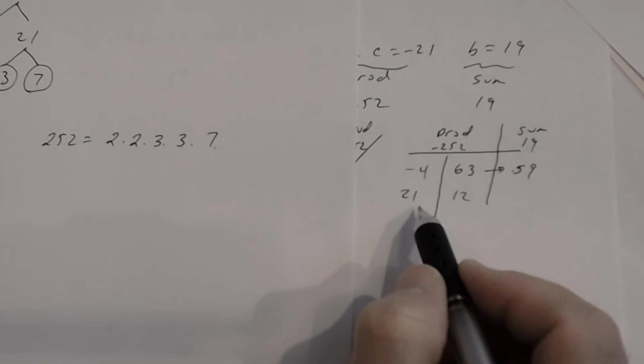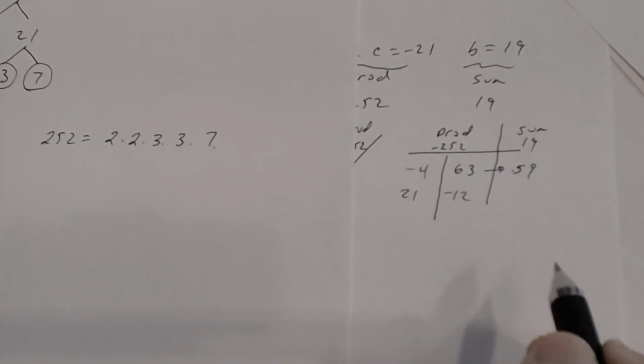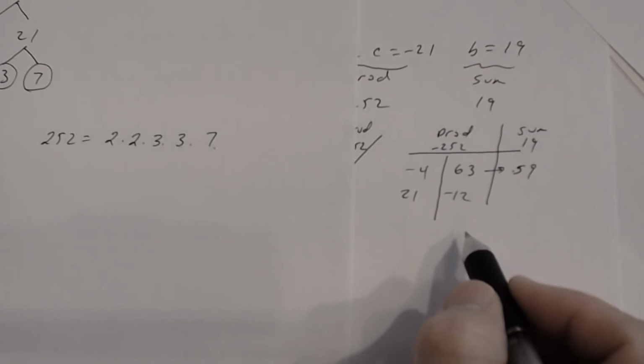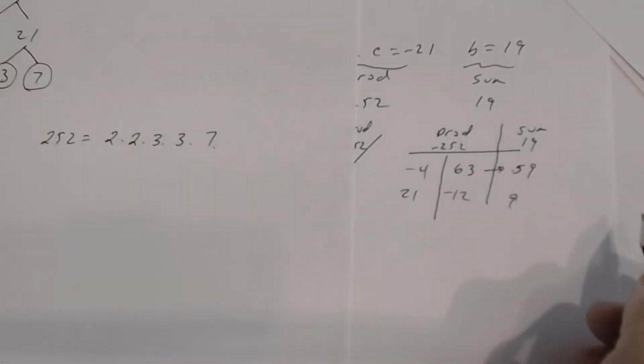Which one do you think you're going to want negative, knowing that your sum is positive? Well, it'll be this one. Now when I add them up, let's see what we get. 21 plus a negative 12 gives me 9. Did that help me? Nope, that did not help.